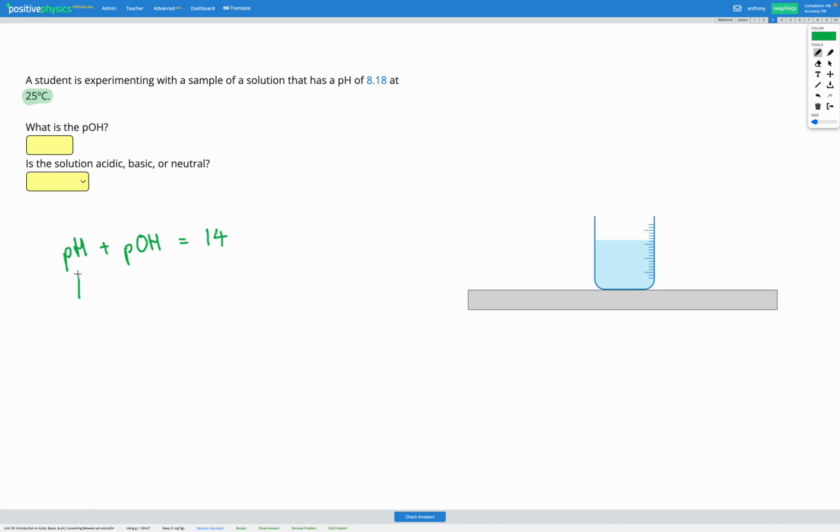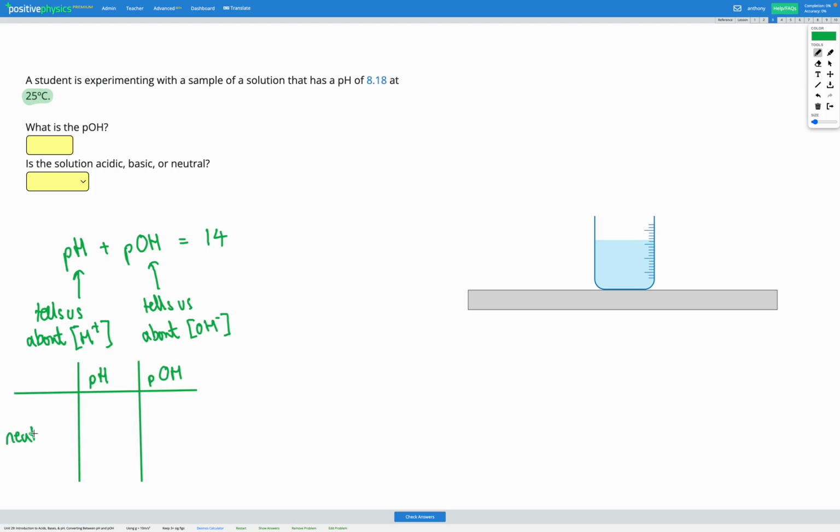Now, pH tells us about the concentration of H plus ions. pOH tells us about the concentration of OH minus ions.